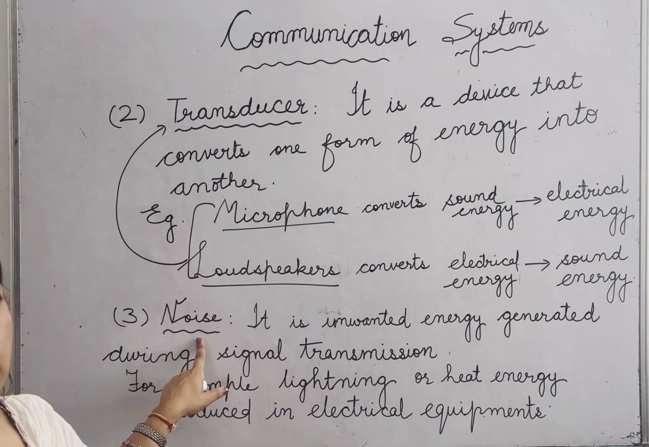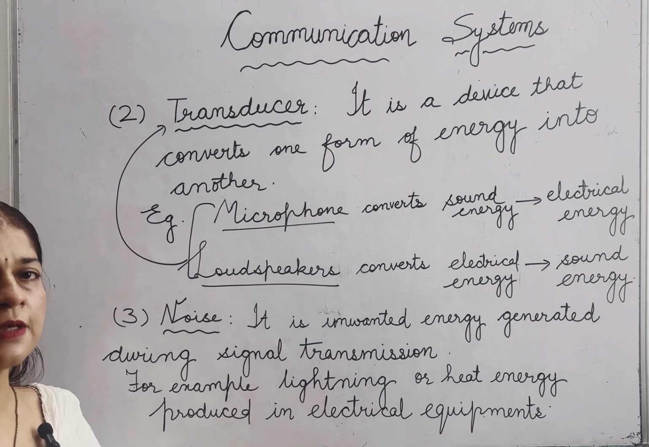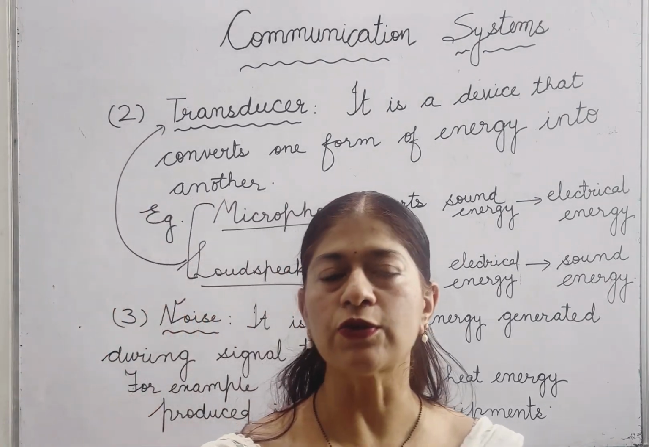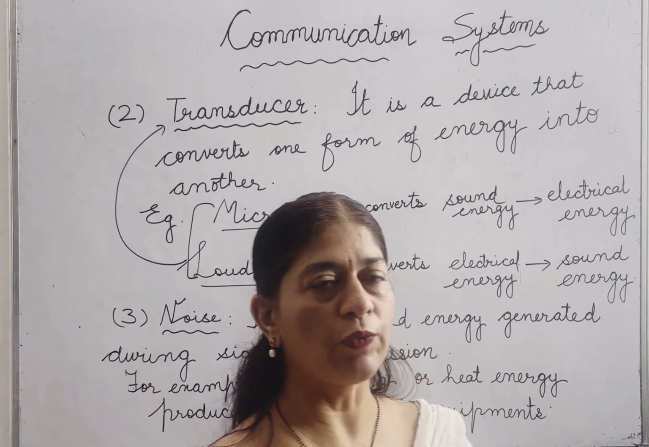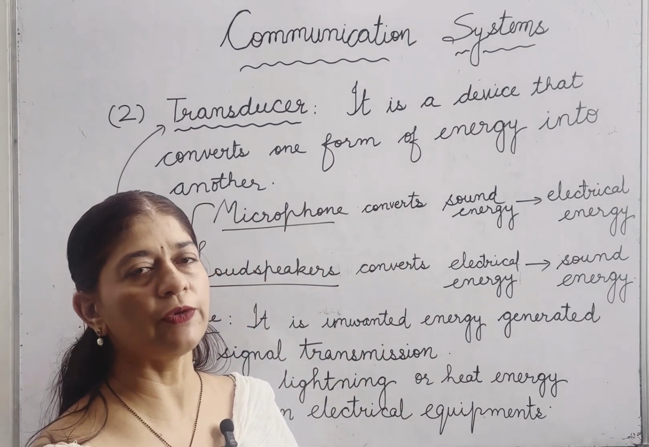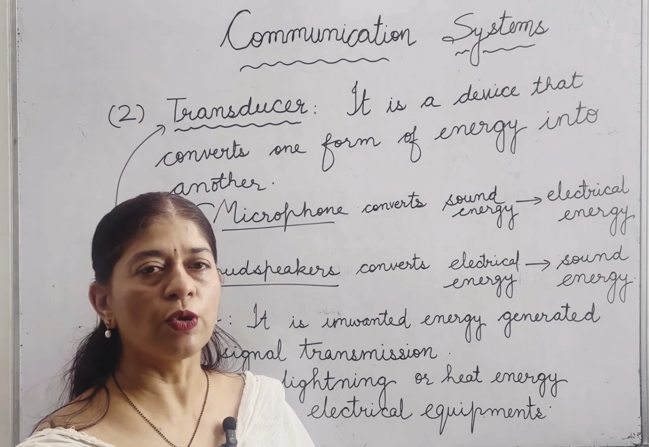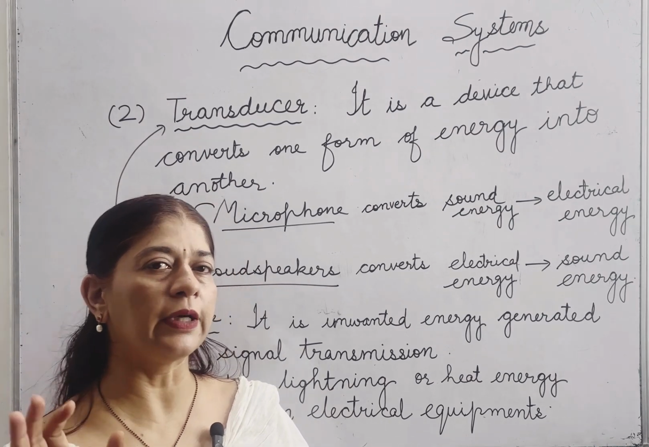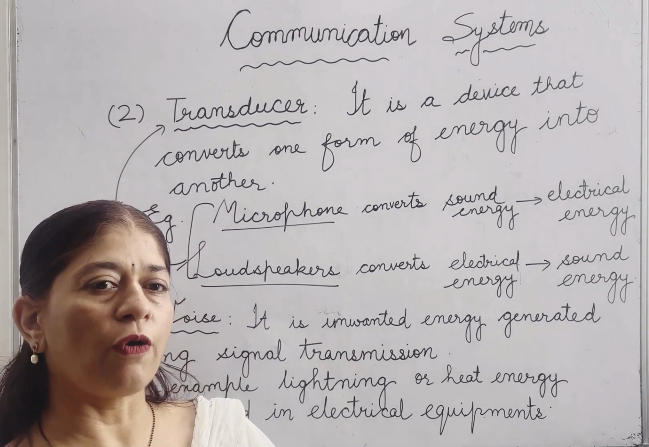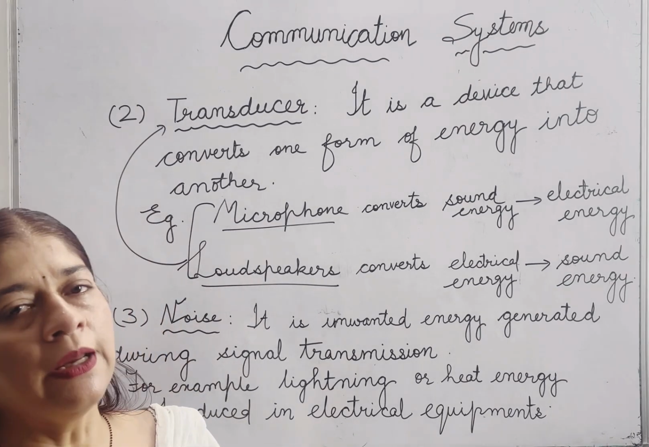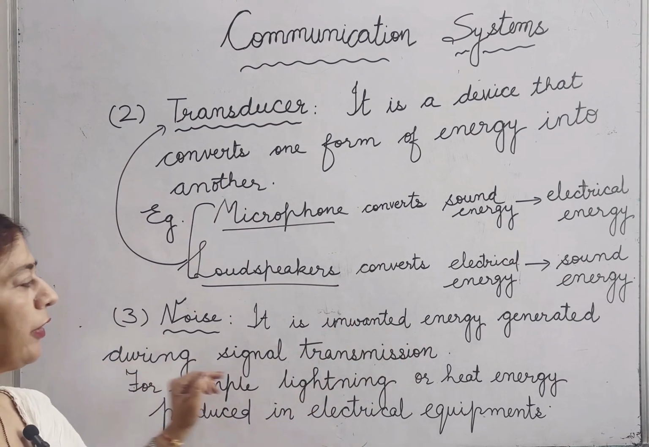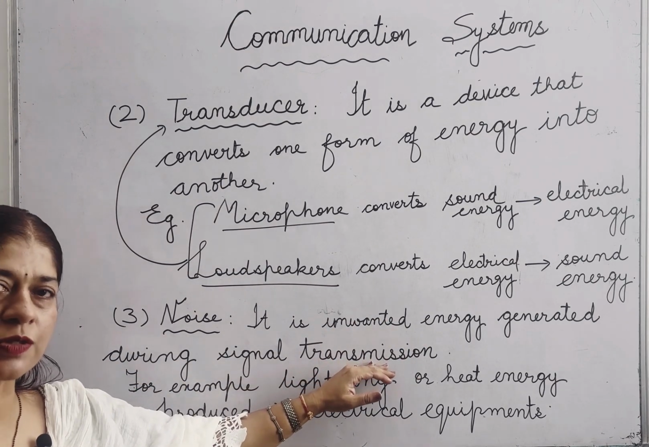The third term is noise. Noise is unwanted. It creates the loss of energy. So here what energy is there? This is of the sound signals that we are transmitting. So noise is unwanted energy that is reducing the energy of the signals that are to be transmitted. It is unwanted energy generated during signal transmission.